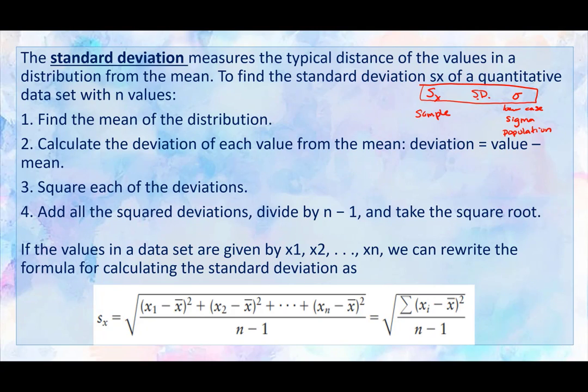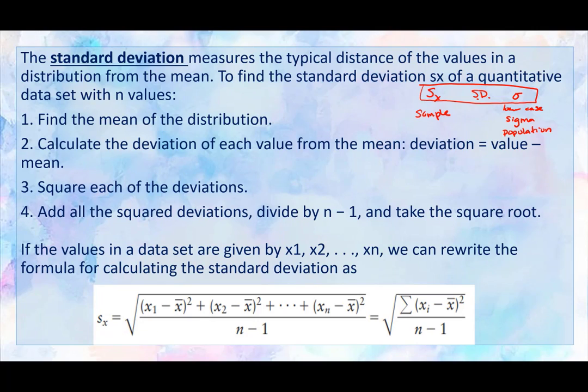So here's what we're going to do. We're going to find the mean of the distribution. That is our first step. And then we're going to calculate how much each value deviates from the mean. In other words, we're going to find the deviation by taking the value and subtracting the mean. We're then going to square each deviation, add all the squared deviations up, divide by n minus 1, and then take the square root. It sounds like an impossibly long and confusing thing, but you'll see the way that I organize it on the next page. It's actually going to make it pretty easy to do.